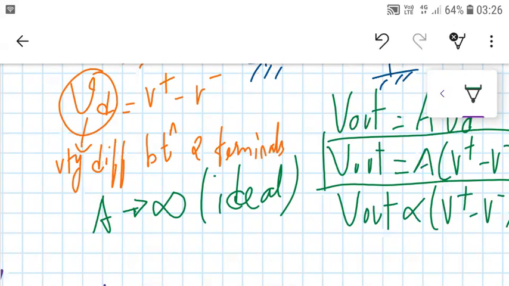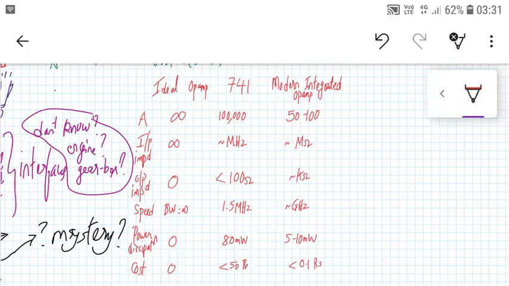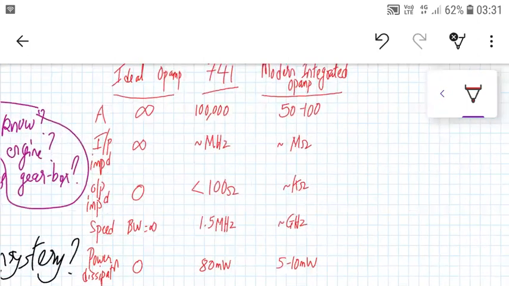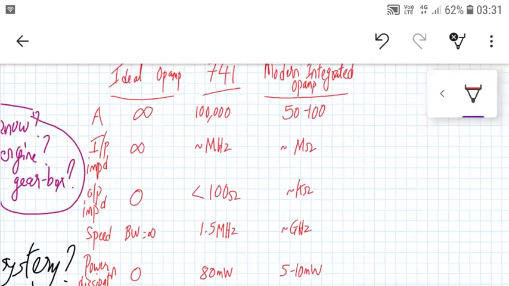Next we will see the comparison between the ideal op-amp, 741 and modern integrated circuit op-amp. I will write down the comparison just to save time. Okay, so you can see the comparison between the three. First we have the ideal op-amp. Next is IC741, which we'll be using throughout the subject. That is the commercial IC which is available, and the modern integrated op-amp. So first we'll see the comparison for the gain.